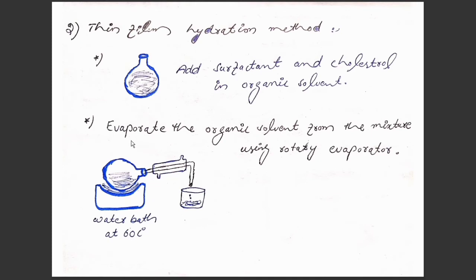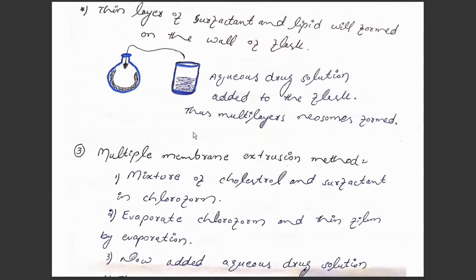Then in the second step we will evaporate the organic solvent from the mixture using a rotary evaporator. This is a rotary evaporator, and with the help of a water bath at 60 degrees centigrade we will evaporate the organic solvent. After evaporation of the organic solvent, a thin layer of surfactant plus lipid will form on the wall of the flask. So when we evaporate the organic solvent, we will get a thin film of the surfactant and lipids on the wall of the flask.